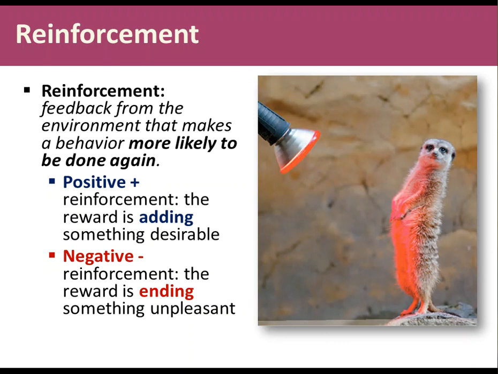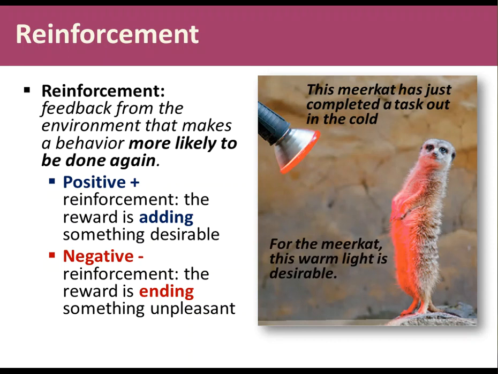Positive and negative. So this meerkat has just completed a task out in the cold. For the meerkat, this warm light is desirable. So whatever leads to that warm light being turned on again, he's more likely to do that behavior in the future. That would be something that is desirable, and that would be indicative of positive reinforcement.